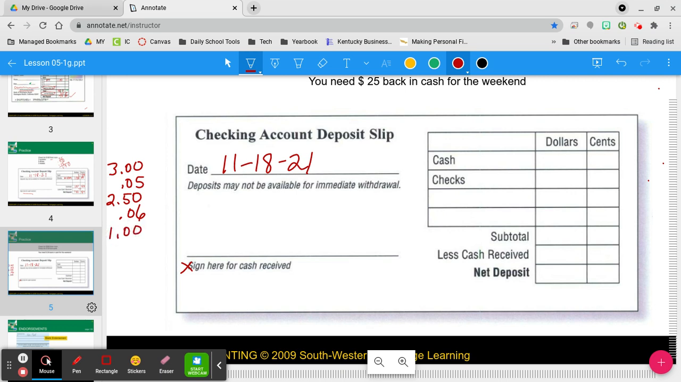4 $5 bills. So that's 20. Oops, that's hard to see. And one $20 bill. So how much do we get? Is that right? What'd you get? Well, it should be 61. I got 46. Yeah, 46, 20, 40, 3, 4. Just nothing carries over. So $46.